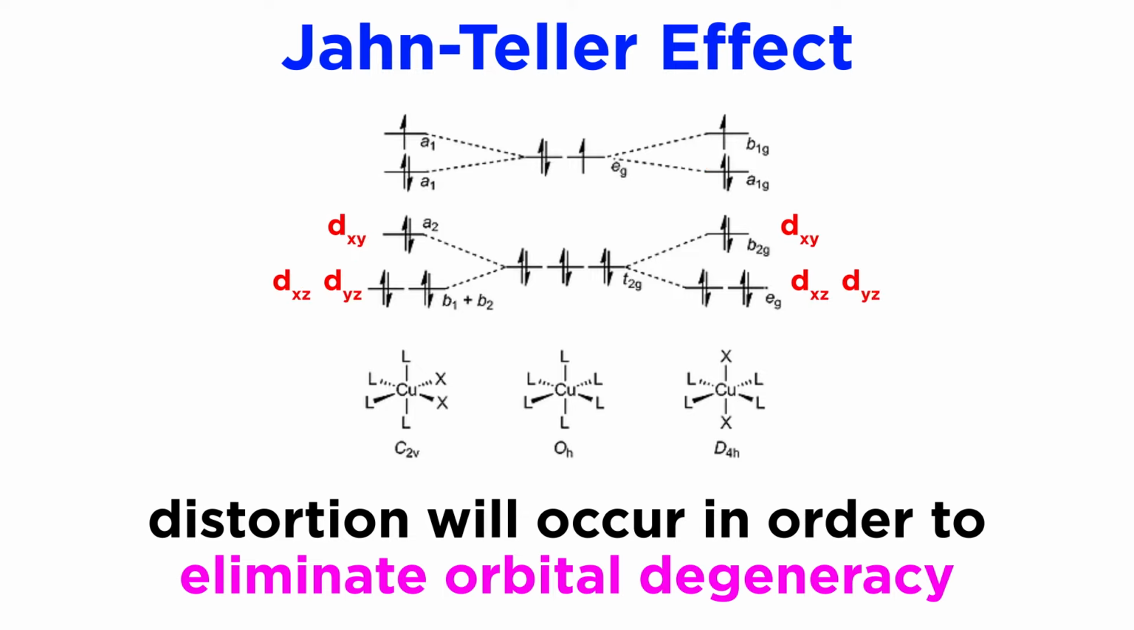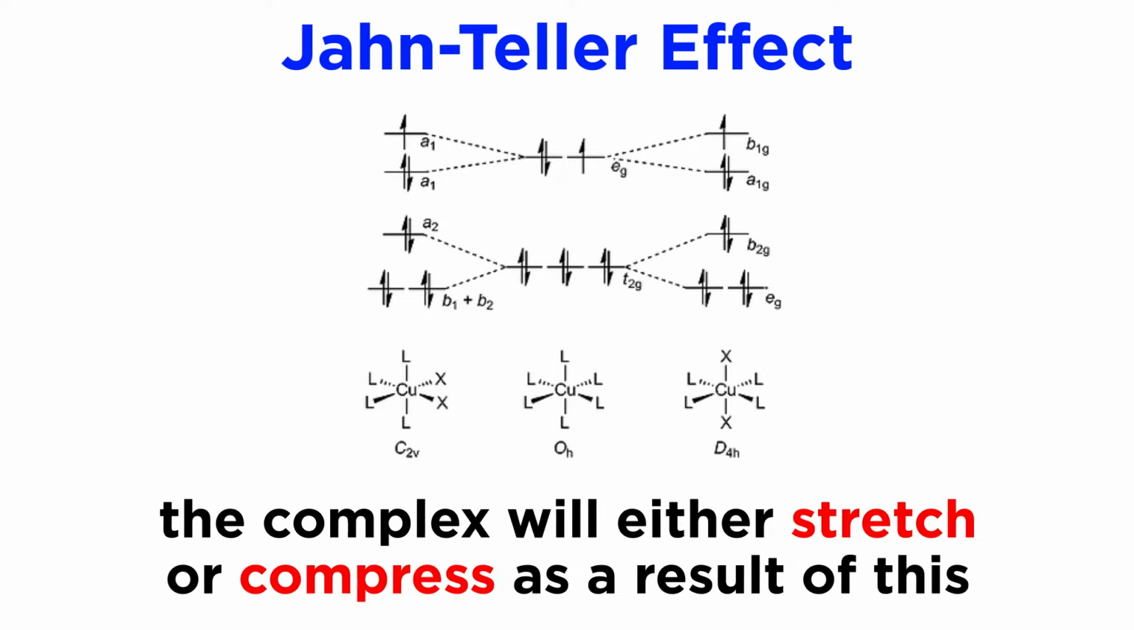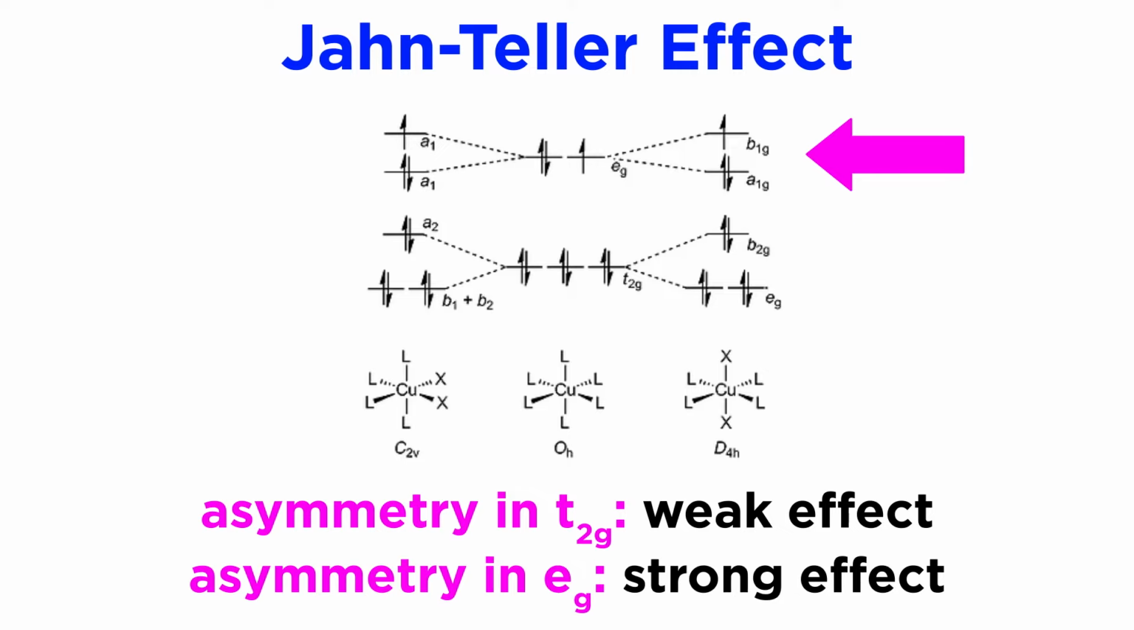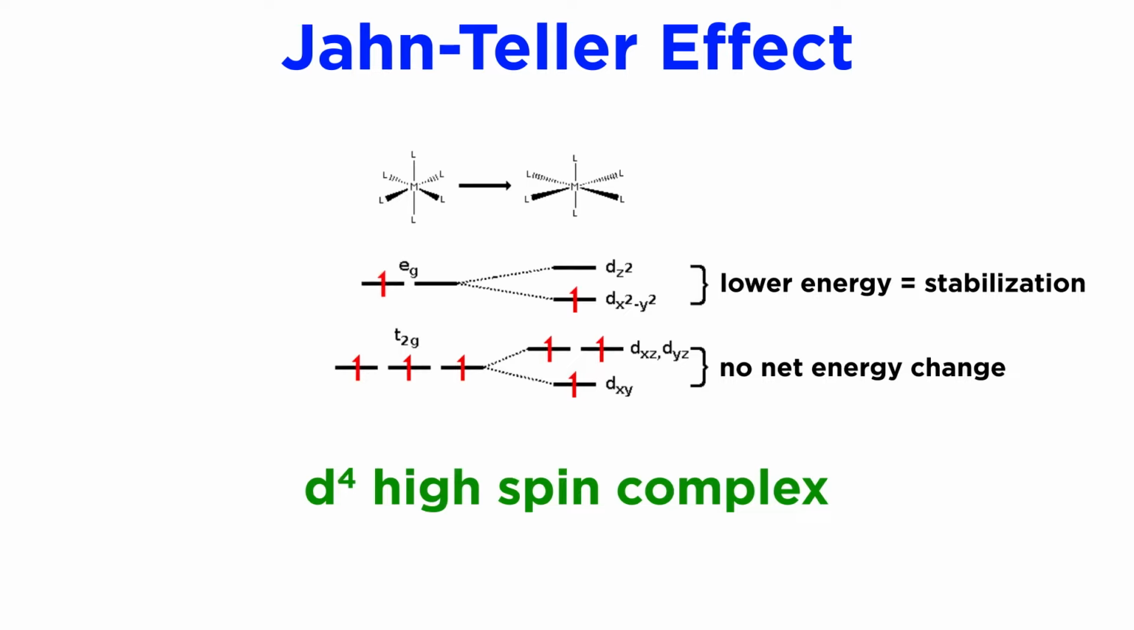The same goes for the other three orbitals, where the dxy will no longer be the same energy as the dxz and dyz. One set will be higher energy and the other set will be lower energy compared with the original energies, and the distance to the dxy will be twice the distance to the others because of the 1:2 ratio. As a result of this activity, the complex will either stretch or compress along the z-axis. If the asymmetry is in the t2g orbitals, the effect is weak. If in the eg orbitals, the effect is strong. Here are some examples so we can get a better understanding.